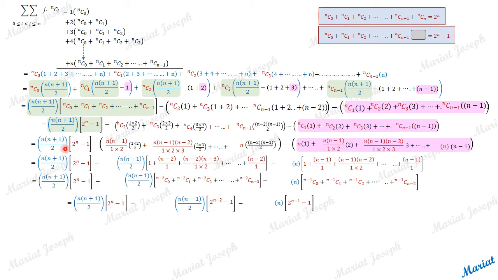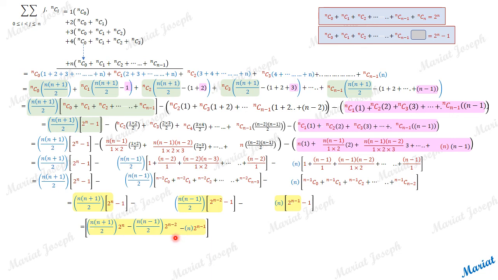Already we have the first term ready. Bring it down. So the 3 series are calculated. Here again we observe some like terms are there: 2 raised to n, 2 raised to n minus 2, 2 raised to n minus 1. Collect these 3 terms first together. That is n into n plus 1 by 2 into 2 raised to n, minus n into n minus 1 by 2 into 2 raised to n minus 2, minus n into 2 raised to n minus 1.